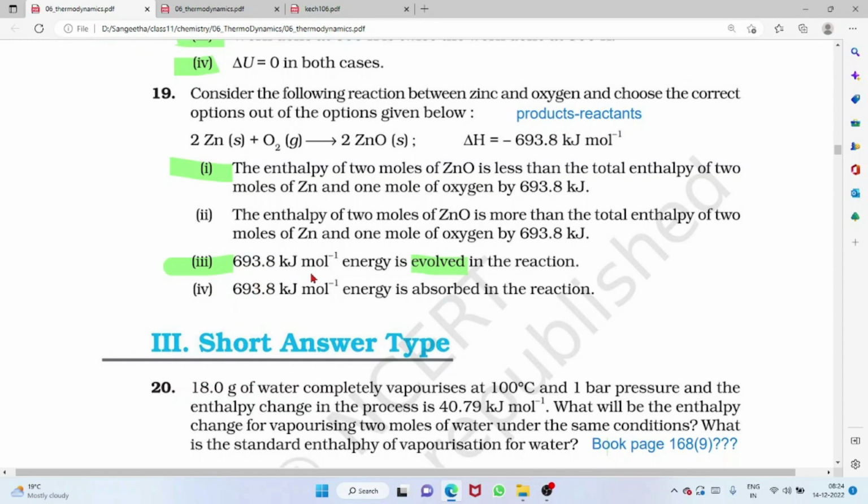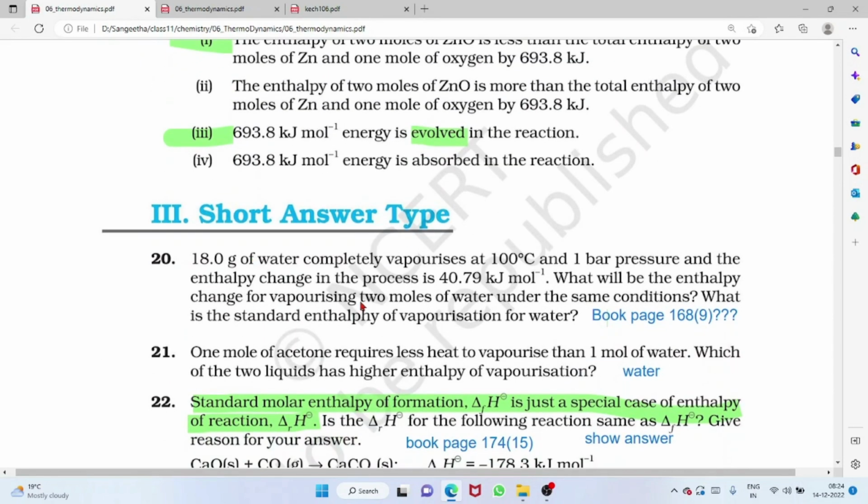Whatever the 0.8 kilojoule energy is, it is evolved, that is released. Because of the negative sign, this is released. These two options are the correct ones. Okay.